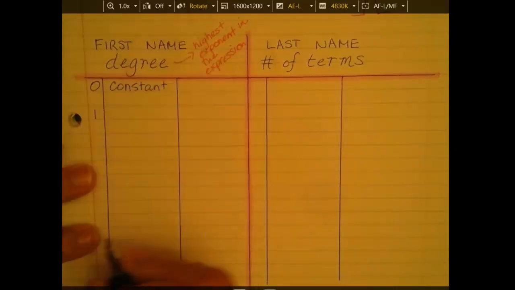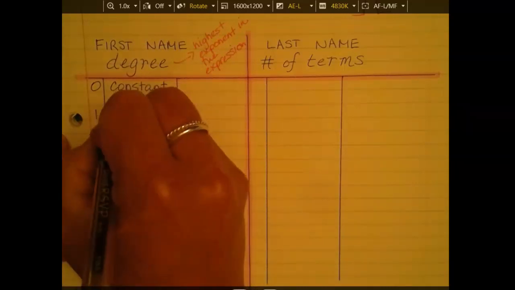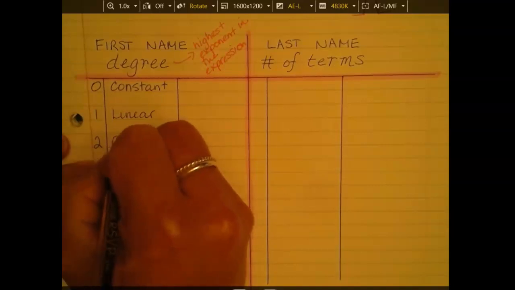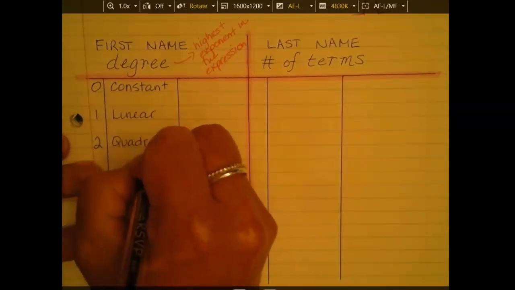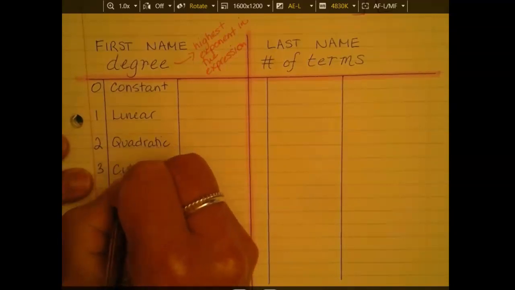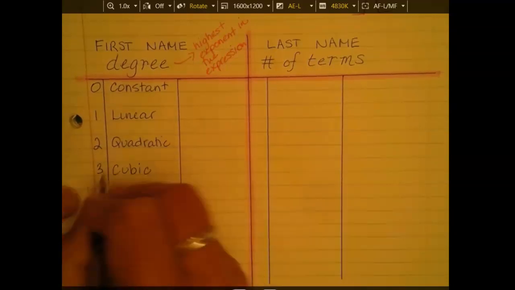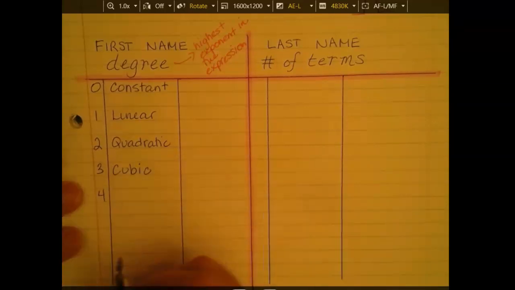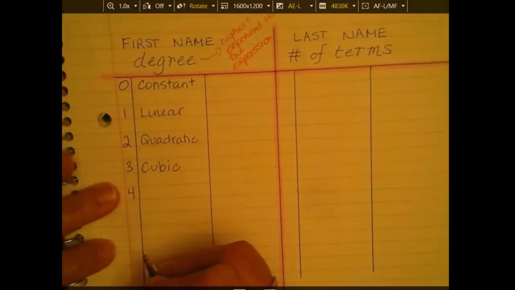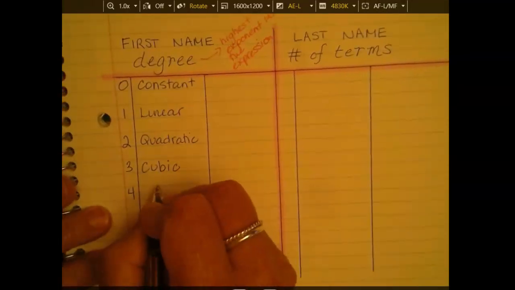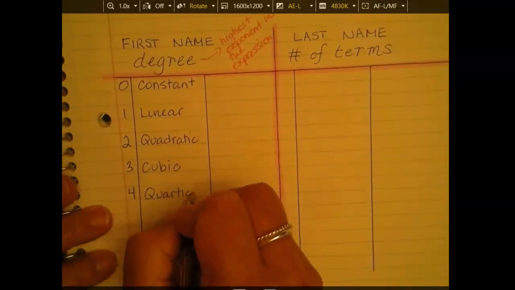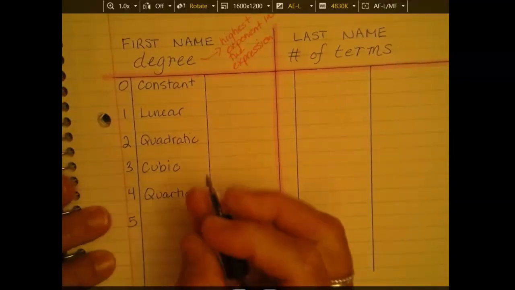A first degree we call linear. Second degree is called quadratic. Third degree is cubic. So these go a little further than the bicycle, tricycle, right? We are going to go a few more numbers here before we just start using the number to name it. 4 is quartic, Q-U-A-R-T-I-C. 5 is quintic.